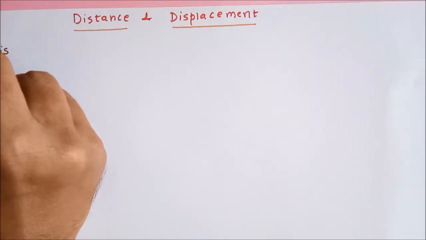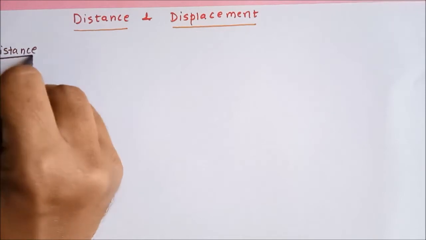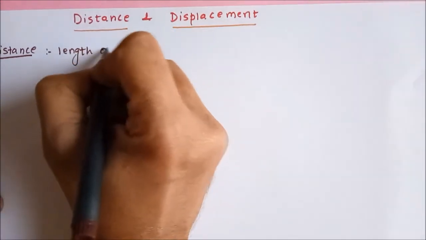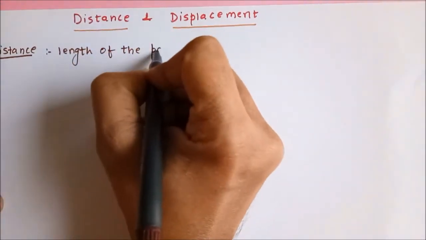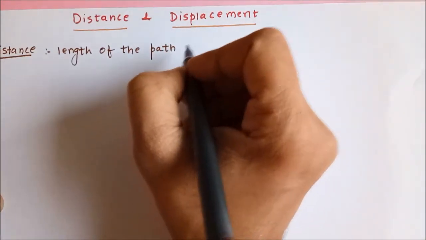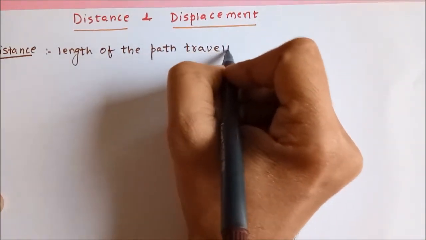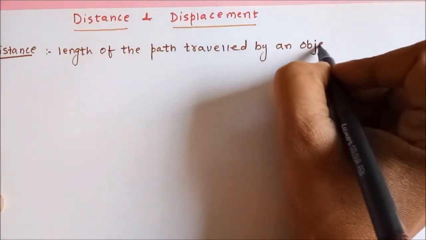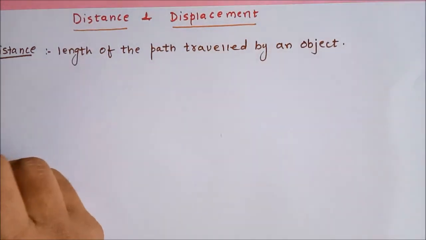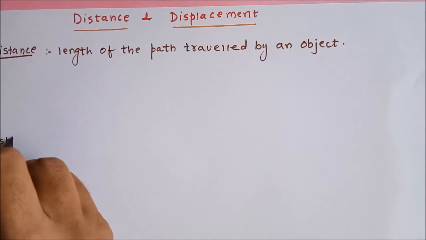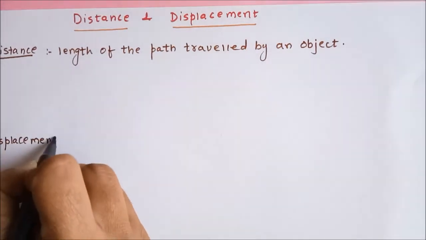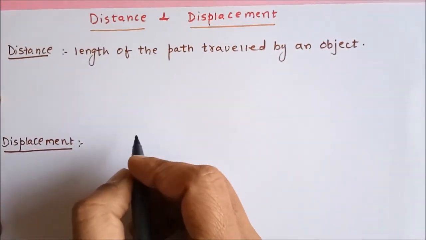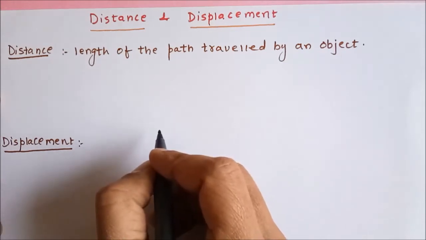Distance is defined as the length of the path traveled by the object. And displacement, it is the shortest length between two given points in a straight line.